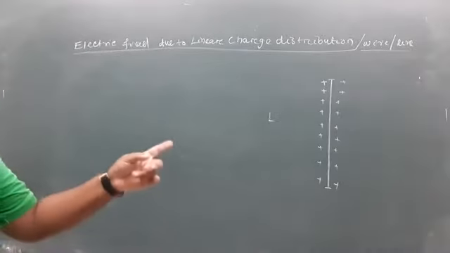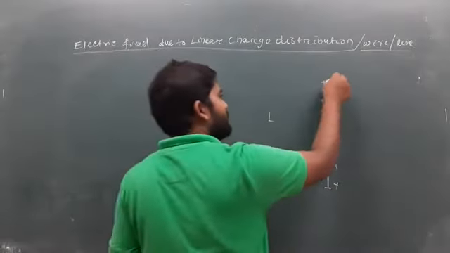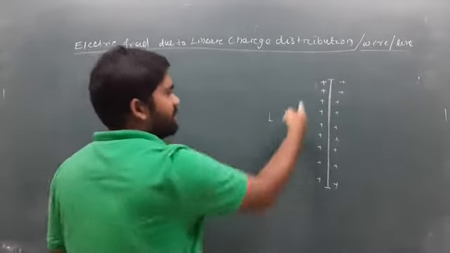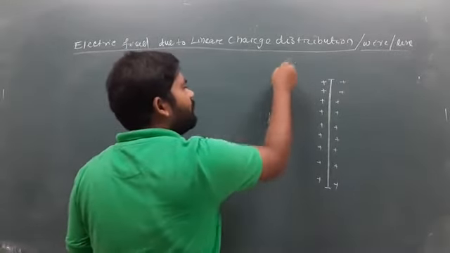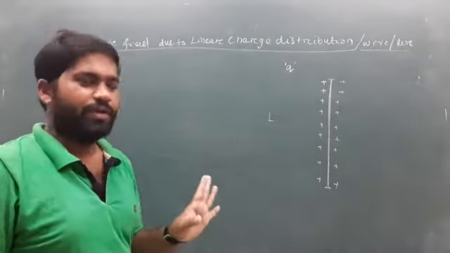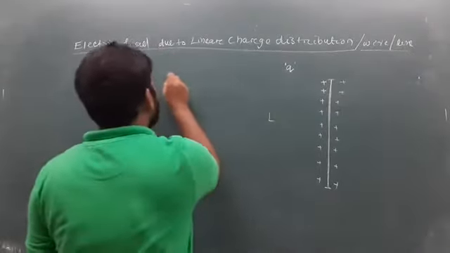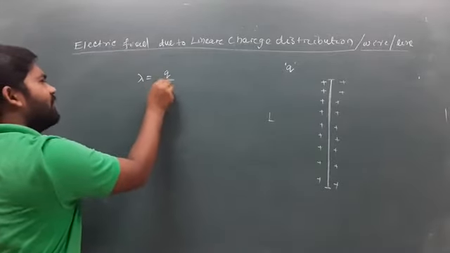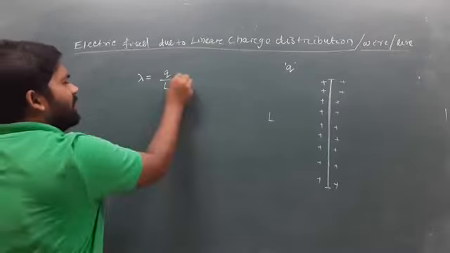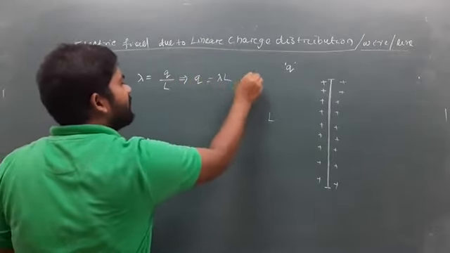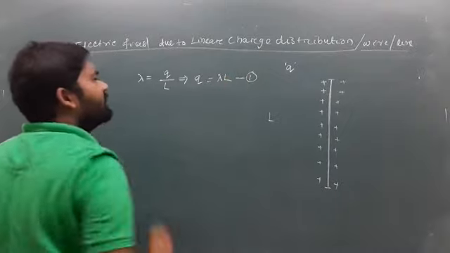So come to this region. This one is a line or wire of length L that contains charge Q, and that charge Q is uniformly distributed on the wire, having linear charge density lambda. So lambda is the linear charge density, and lambda equals Q by L. That's why you can say Q equals lambda L. Let us take this as equation 1.